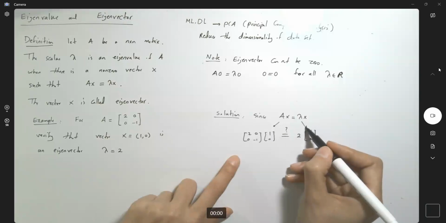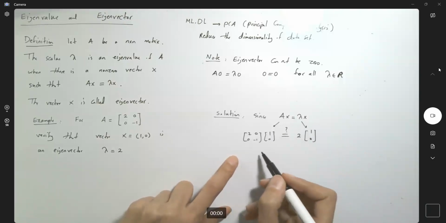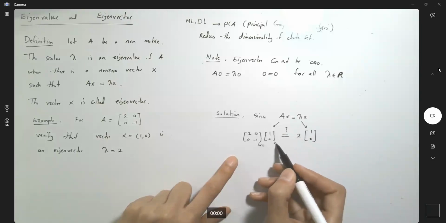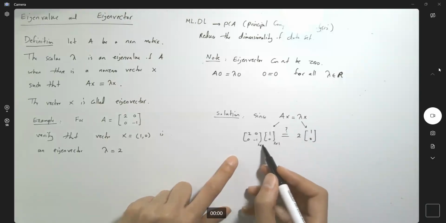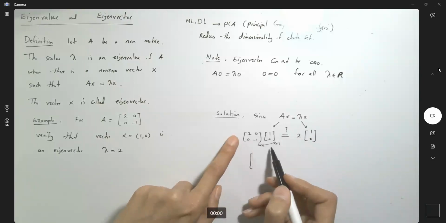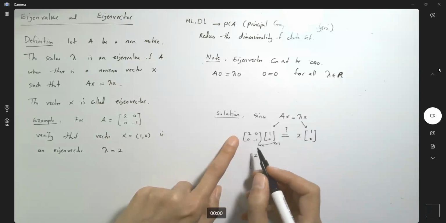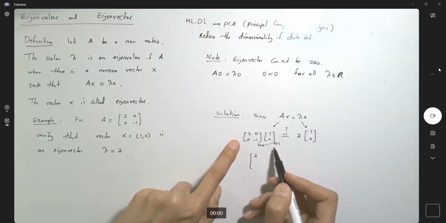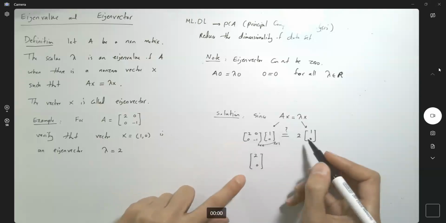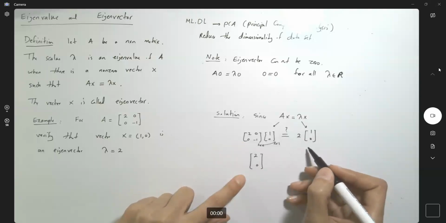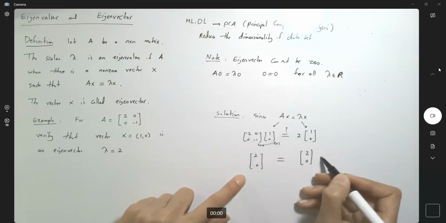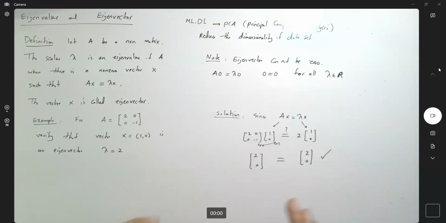So left-hand side and right-hand side. Check left-hand side. Left-hand side says, I have a 2 by 2 matrix and a 2 by 1 matrix, so the outcome is going to be a 2 by 1 matrix. First row, first column, 2. Second row, first column gives us 0. This is my left-hand side. My right-hand side is just a scalar multiplication, all right? So you get 2 and 0 back. They are equal to each other. So we just verified that.